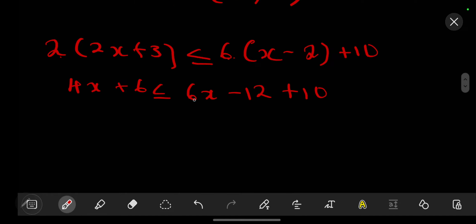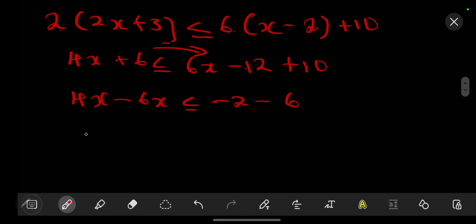So what we are going to have is, let's decide to take the 6x this side. So we are going to have our 4x, then we have -6x, like that, should be less than or equal to negative 12 plus 10. This gives us a negative 2. Then we take the 6 this side, we are going to have negative 6 if we take it this side. Then what we are going to have is 4x minus 2x minus 6x. This gives us a negative 2x, should be less than or equal to negative 8.